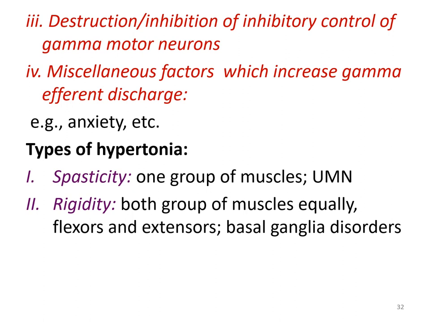Now, hypertonia is basically of two types, spasticity and rigidity. In spasticity, only one group of muscles is involved, that is, hypertonicity only of one group of muscles, either flexors or extensors. This is generally seen in upper motor neuron paralysis. In the case of rigidity, both groups of muscles are equally involved, like extensors and flexors. This is generally seen in basal ganglion disorders.